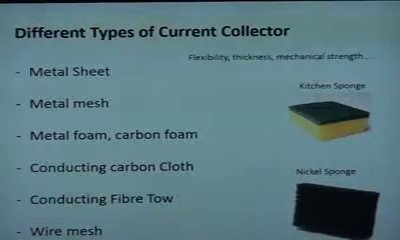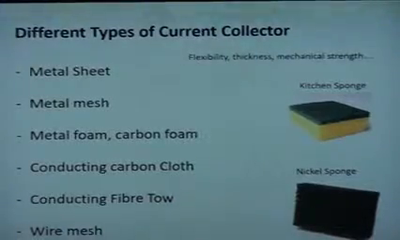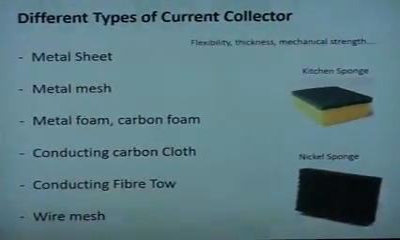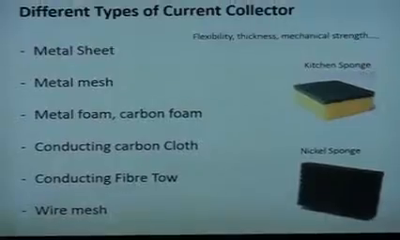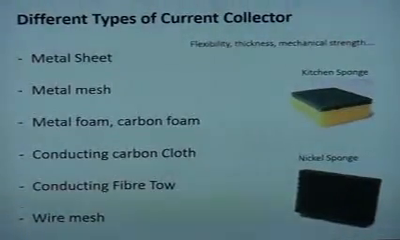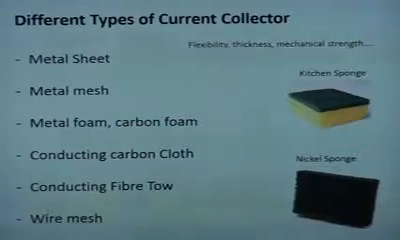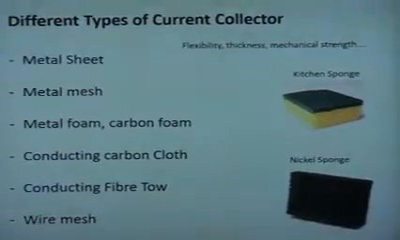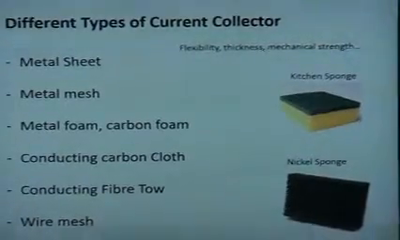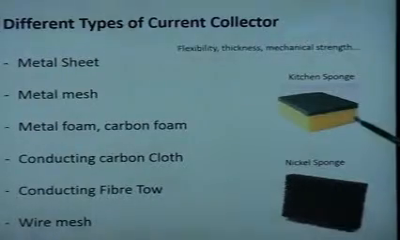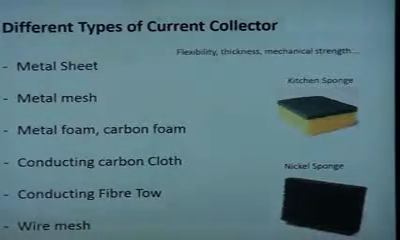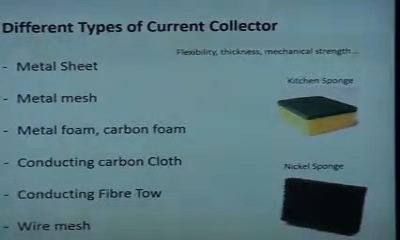So for fabrication, different types of current collectors are used to decrease the resistance of these electrodes. The synergy between electrode material and the current collector is very important, as I have been trying to highlight. So different conducting materials like metal sheet, metal mesh, metal foam, carbon foam, all conducting materials, are used for making these kinds of architectures. For example, if you have a kitchen sponge, it is also porous, right? But it is insulating. One cannot use it directly as a support material for making a device. So you need a conducting backbone.